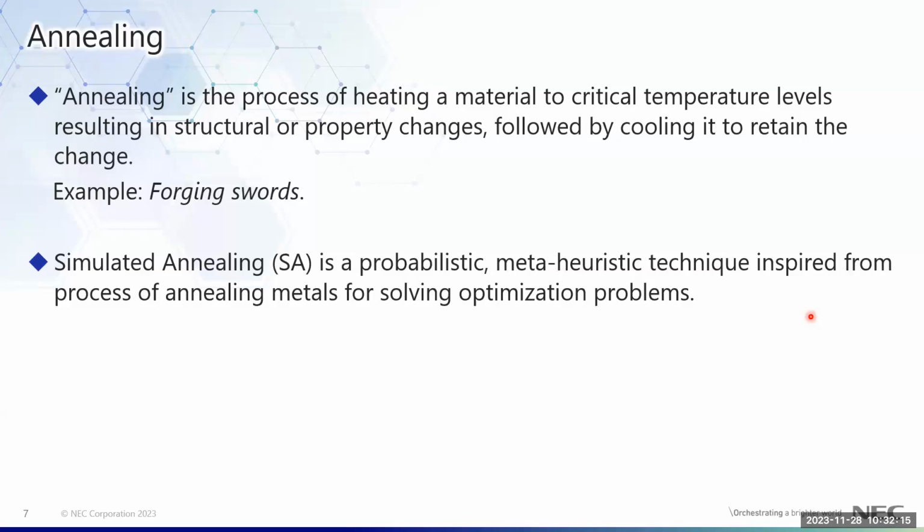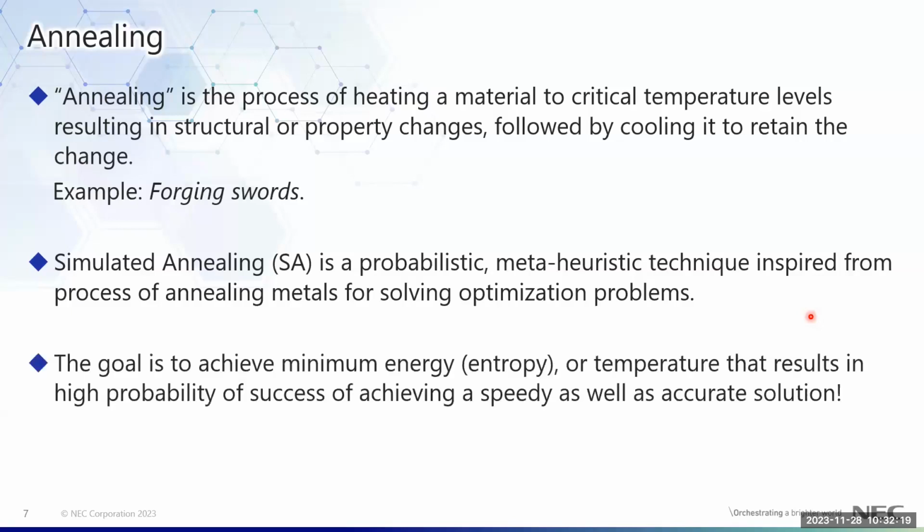And whichever solution has the least amount of energy is considered the most optimal. So eventually the goal is to achieve minimum energy or temperature that results in a high probability of success of achieving a speedy as well as accurate solution. So you see that this wing of quantum computing is more natural, and we are relying on physics to provide us with the optimal solution. And it's very different from the kind of programming that we have learned in the classical realm.